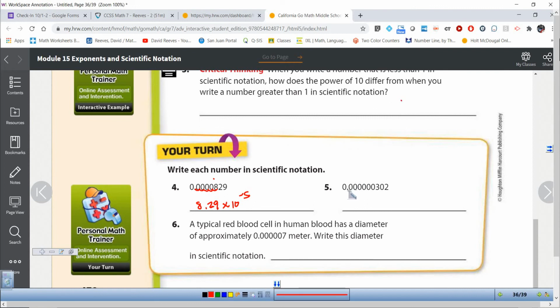Again, we start where the decimal is. 1, 2, 3, 4, 5, 6, 7. So 3.02 times 10 to the negative 7 power. Okay, again, 3.02 because it is greater than or equal to 1, but less than 10. Power of 10, they're always powers of 10, to the negative 7th power because this is a small number, right? That's what makes that decimal number.